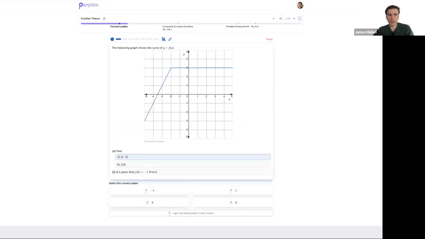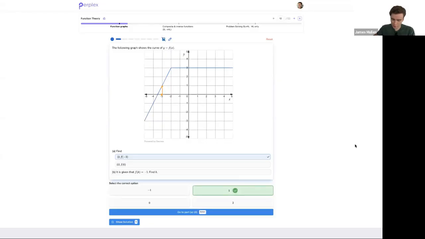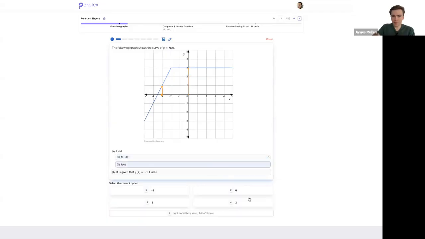Okay, let's go over this. So f of minus 3, remember, minus 3 is the input to the function. That's the x-coordinate. So I'm going to go to minus 3 on the x-axis, and I'm going to look for the y value at that point, and I find 1. So f of minus 3 is equal to 1. Now, for a I am looking for f of 0. So that's just x-coordinate of 0, which is right there. And I look, and I find f of 0 is equal to 3.